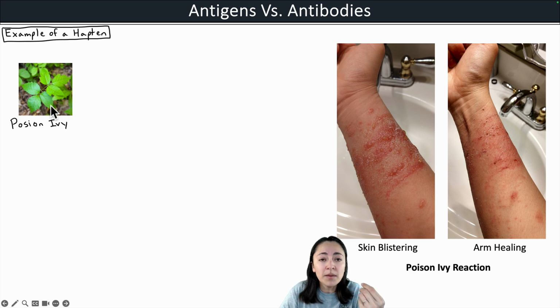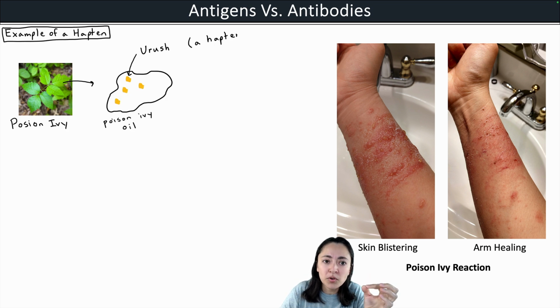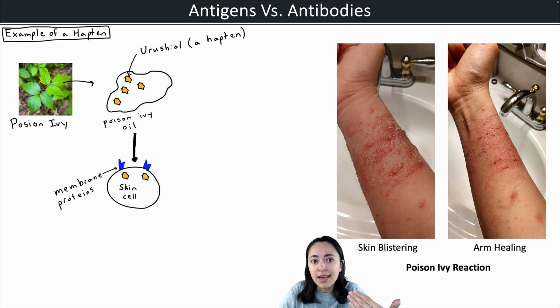If you come in contact with the roots or the leaves of the poison ivy, it releases certain oils. Within the oils, there's a specific chemical called urushiol, which is a hapten. By itself, urushiol will not cause an allergic reaction or an immune response. However, when this poison ivy oil comes in contact with your skin and you let it sit there for a while, that's when the reaction is going to happen.